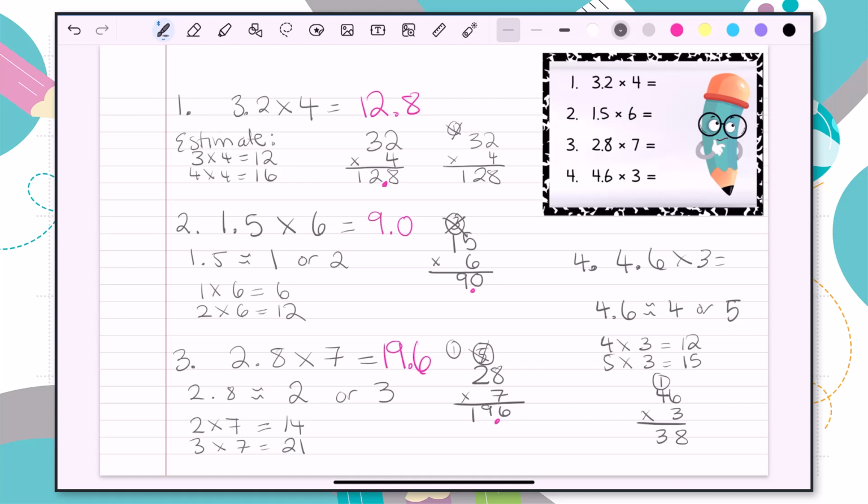3 times 6 is 18, and then 3 times 4 is 12, plus the 1 that's already there, and that gives us 138. In order for our answer to be between 12 and 15, our decimal point is going to need to go between the 3 and the 8, because 13.8 is greater than 12, but less than 15. So 13 and 8/10.